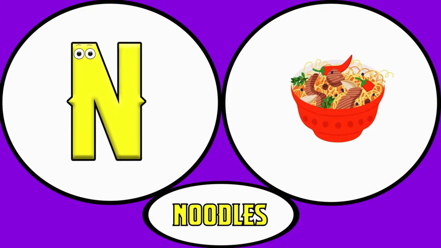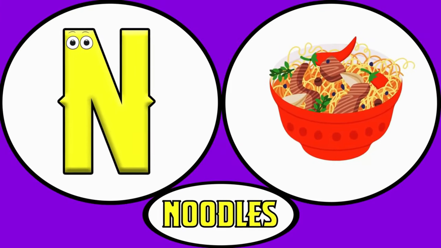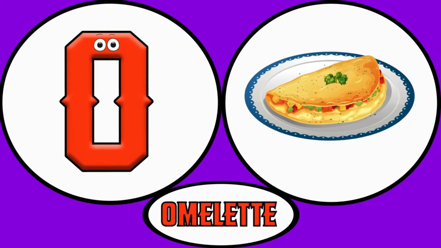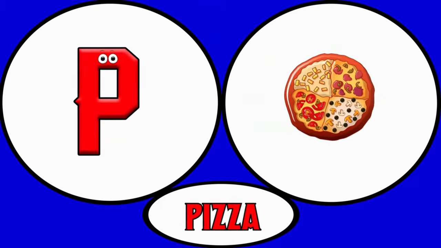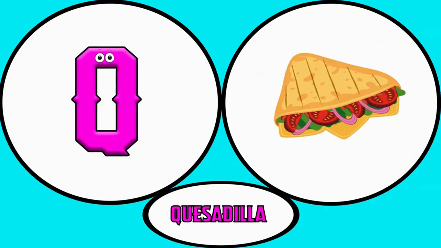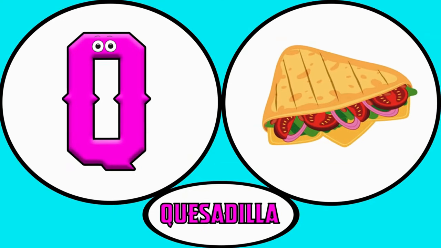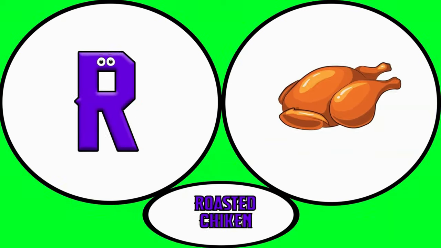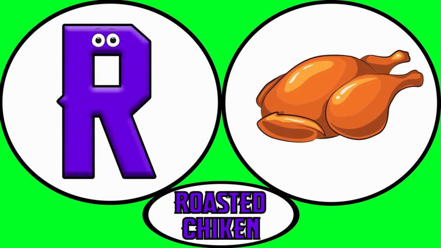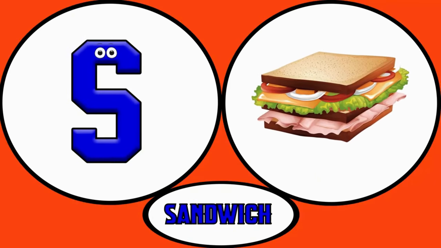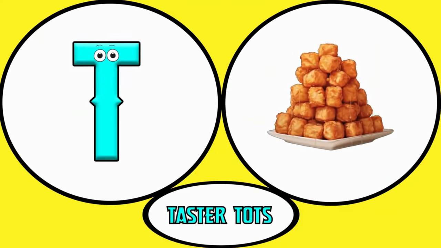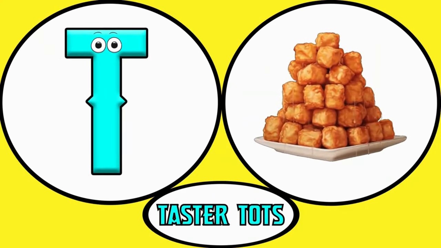N is for noodles, noodles. O is for omelette, omelette. P is for pizza, pizza. Q is for quesadilla, quesadilla. R is for roasted chicken, roasted chicken. S is for sandwich, sandwich. T is for tater tots, tater tots.